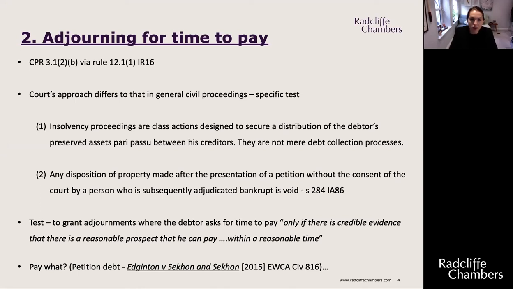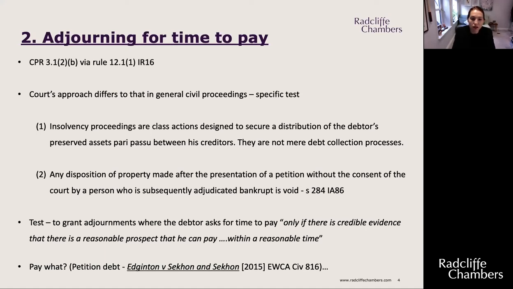Another key consideration which informs why we have this test is that if a debtor is ultimately made bankrupt, from the date upon which the petition is presented until that bankruptcy order, in the interim, any disposition that is made, so any payment that is made by the debtor, will be a void disposition by virtue of section 284 of the Insolvency Act. So with these points in mind, it obviously would be potentially prejudicial to creditors if a petition was made and there were various delays until the order was forthcoming. So on that basis, the court has decided that to grant adjournments where the debtor asks for time to pay, it will need to be satisfied that there is credible evidence that there's a reasonable prospect that the debtor can pay within a reasonable time.